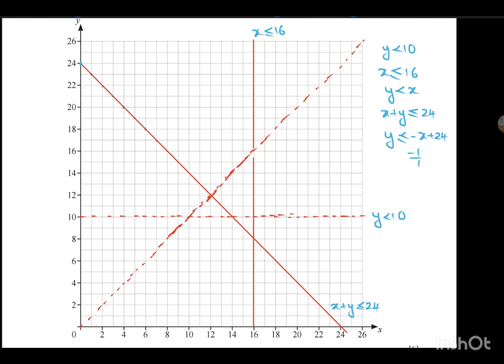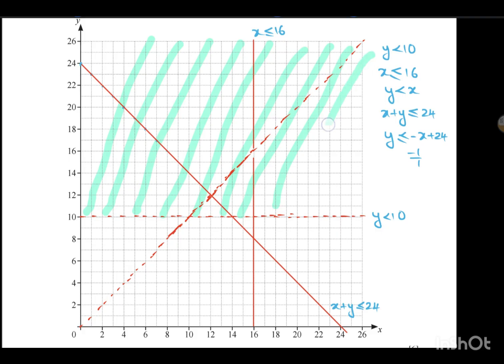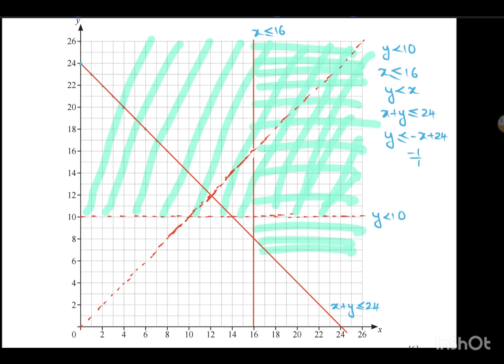y less than 10: the wanted region will be the line below, so unwanted will be above. Above the line, let me shade like this. Unwanted region. x less than or equal to 16 will be the left side, so you have to shade the right side like this.